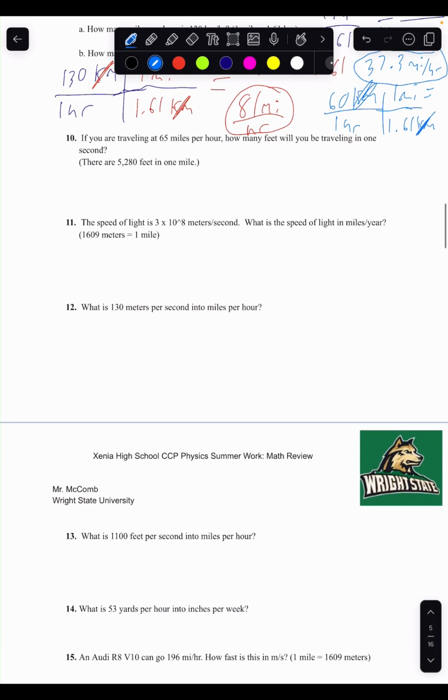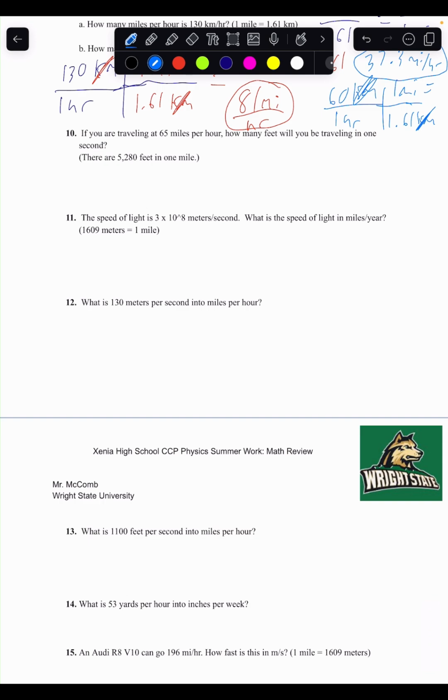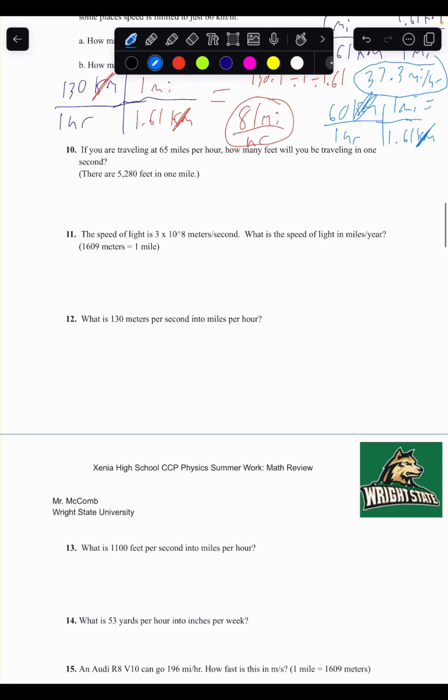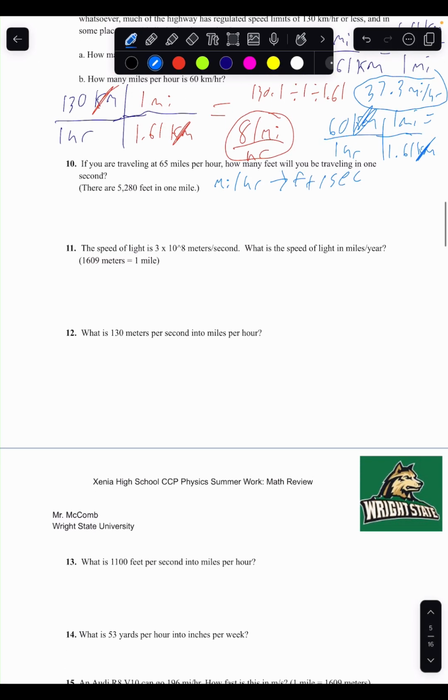Okay, let's look at another example here. 65 miles per hour, we want to know in feet per second. So we're going from miles per hour into feet per second. So 5280 feet in 1 mile, and then hours we can go through minutes and seconds. So we can say that 1 mile is equal to 5,280 feet, or 5280 feet are in 1 mile.